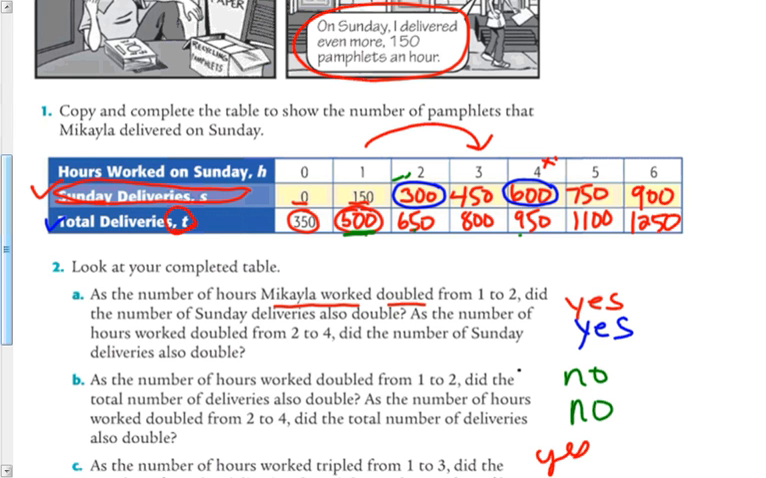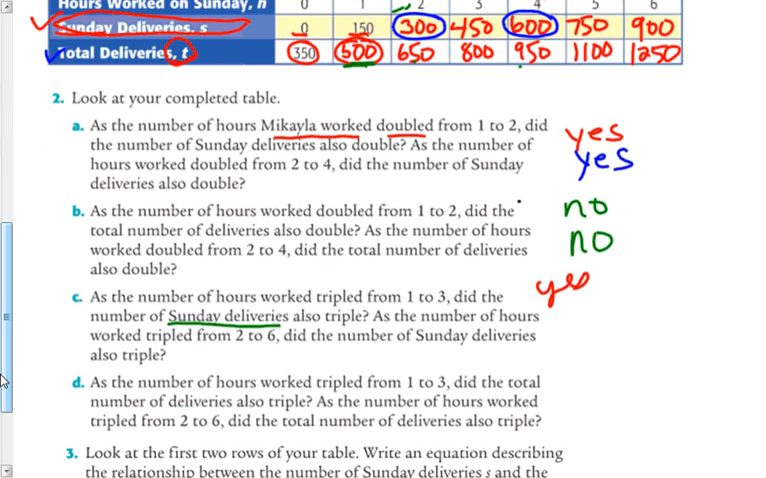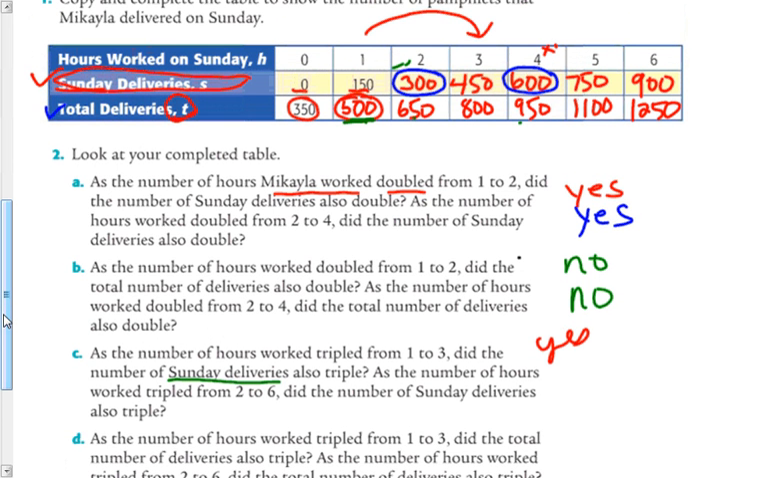Yes. And let's do another triple. So from 2 to 6, does it also triple? So at 2 hours on Sunday, we had 300. At 6 hours, we had 900. Is that triple? Yes, it is.